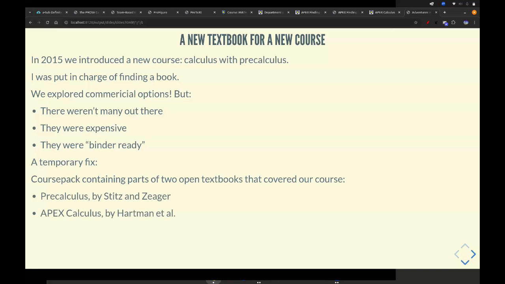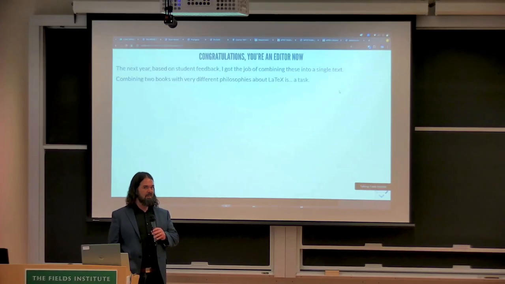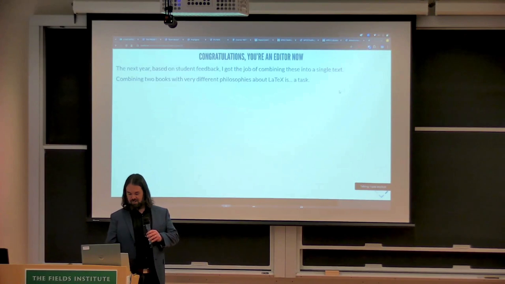It worked out okay. But students didn't like the fact that it was clearly two different books, and the style was different. They said, I want a single book. So I tried to put them together into one book. They're both written in LaTeX, and they're both open source. I don't know if you've ever tried combining different people's LaTeX code before. It's not fun. And when it's a very large book with lots of macros, it's even worse.